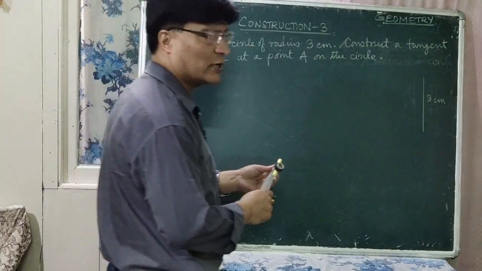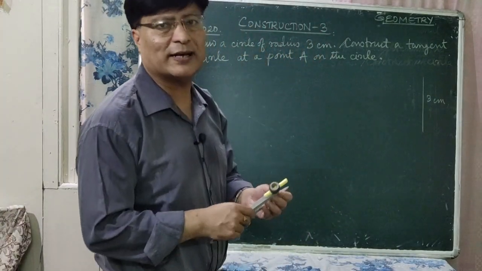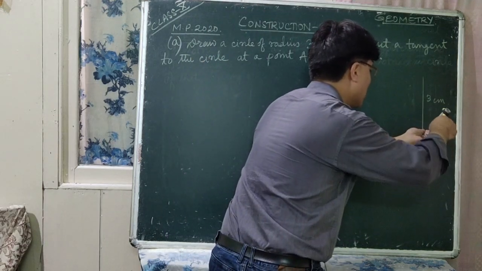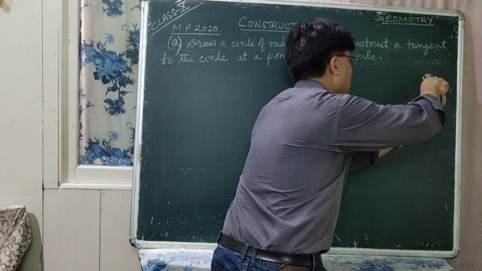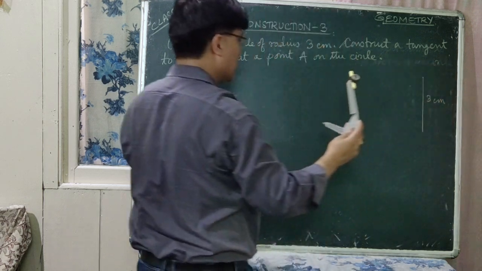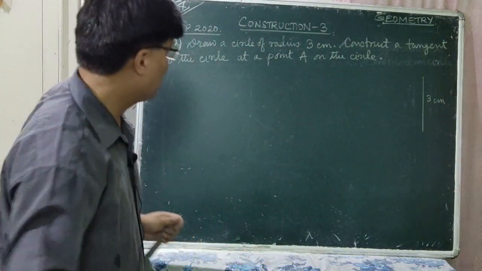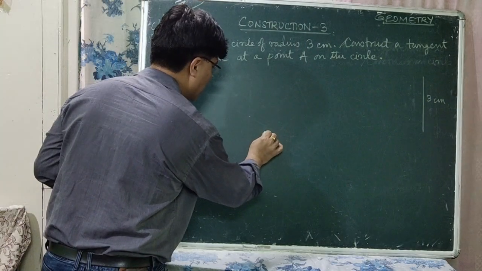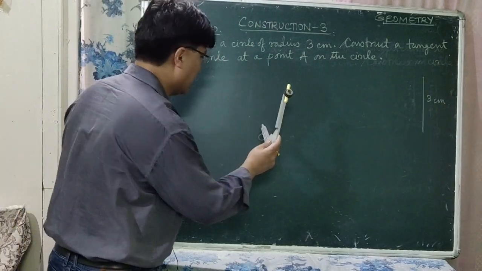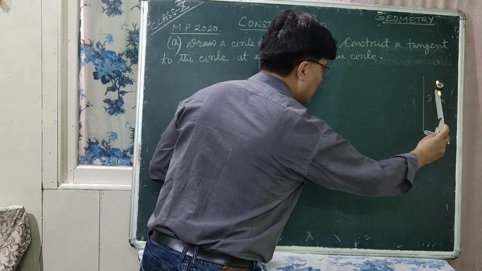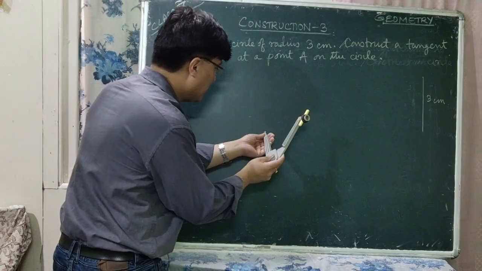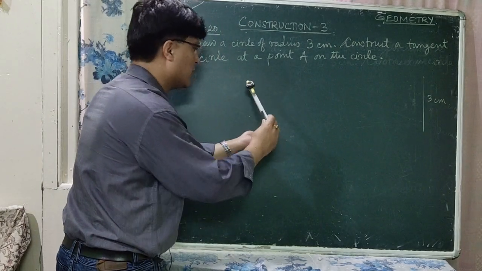Now let us draw a circle with this 3 cm as the radius of the circle. So let us measure this length. So this is of 3 cm, right? So let us mark the point O as the center. This O is the center, okay? And this length is 3 cm, okay? Now keeping the pointed needle at the point O, draw a circle.